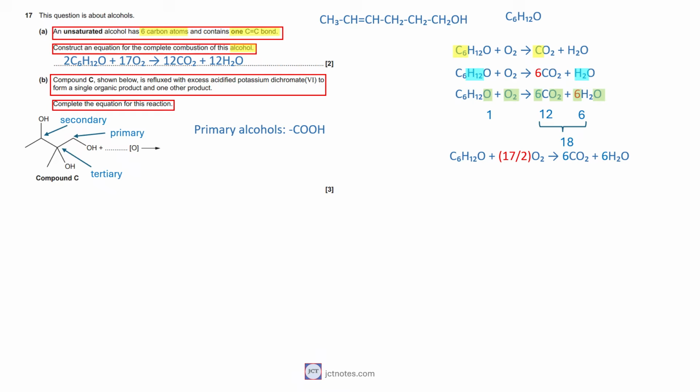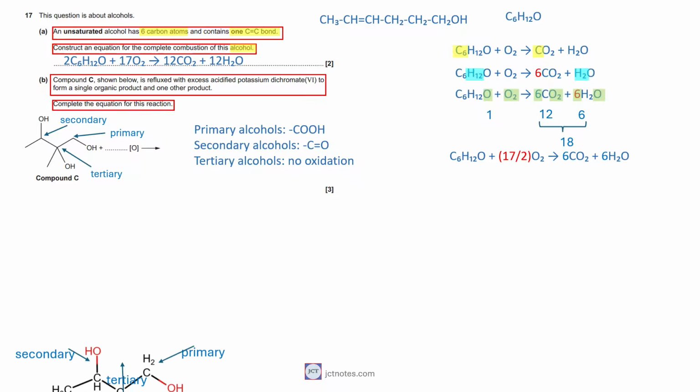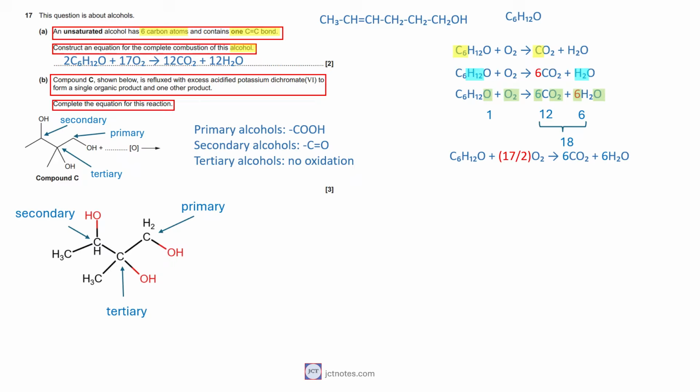Primary alcohols oxidize to form carboxylic acids, passing through an intermediate aldehyde stage. Secondary alcohols oxidize to produce ketones. Tertiary alcohols do not undergo oxidation under these conditions. To help with the exam, you can label the carbons in the structure or write the structural formula. Skeletal formulas can be harder to interpret at the beginning. With this information, we know the single organic product.